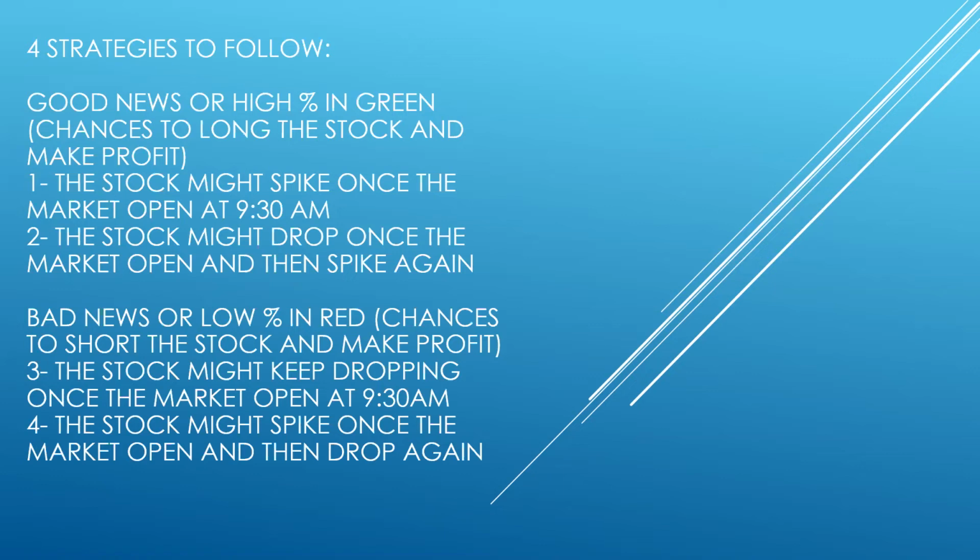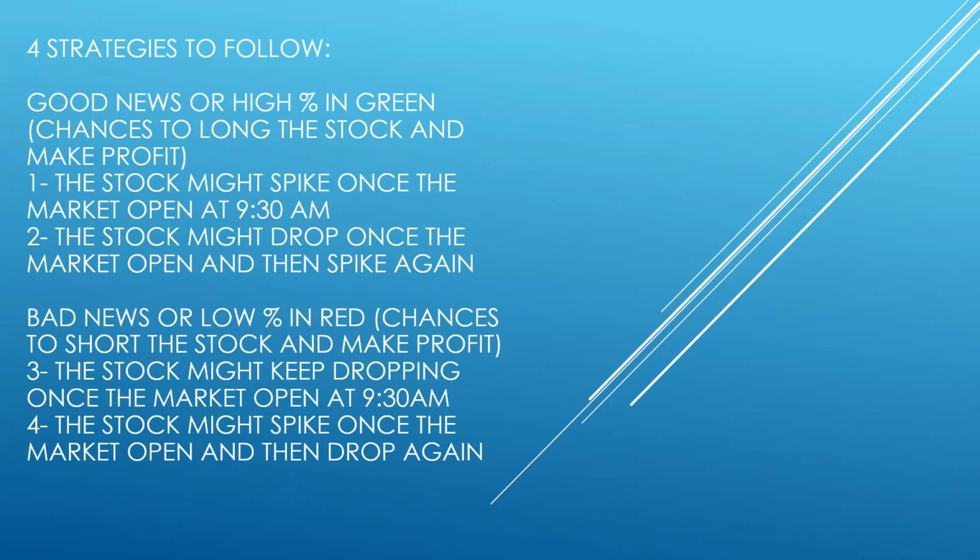Why? Because we have the first scenario, or first possibility, that the stock might spike once the market opens at 9:30 a.m. In this case, you don't trade at exactly 9:30 a.m. You will wait for 2-3 minutes to double check if this spike is real or fake. Once you make sure that the spike is real within 2, 3, 4 minutes, then you can jump in, buy the stock low, and then sell it high. So you go with the wave of the stock.